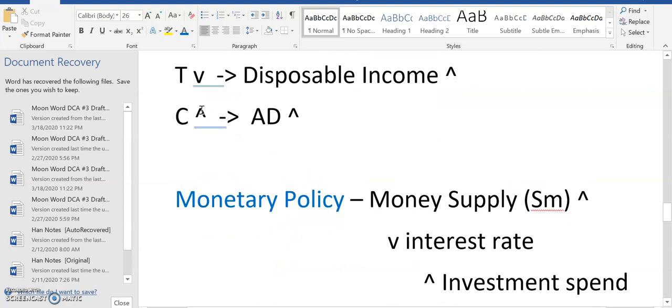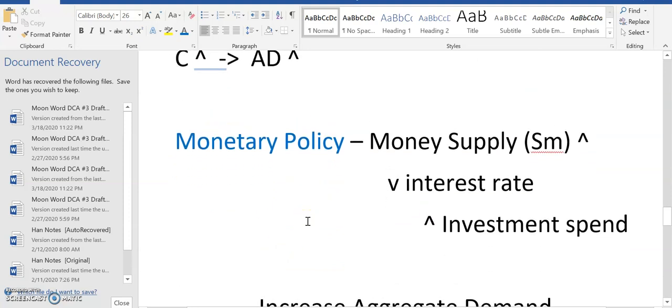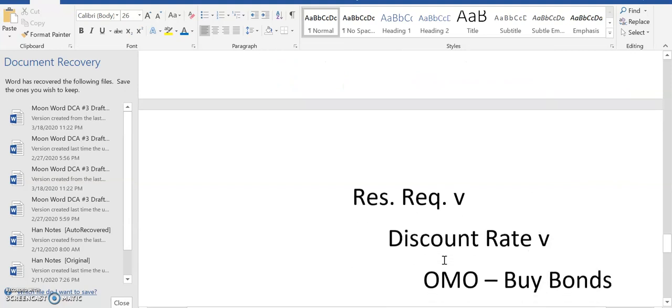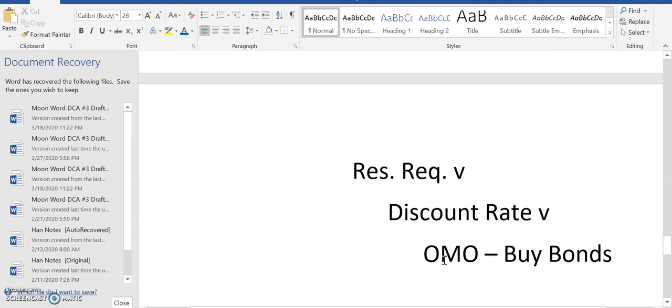All right, so what if we had monetary policy? In monetary policy, what we want to happen is we want the money supply to go up. So we would decrease interest rates, which would increase investments and spending, which would increase aggregate demand, like so. But how do we get to that? We would lower the reserve requirement for banks. So we would allow banks to spend more, or allow more money to be loaned out to businesses and people so they could spend it more. We would lower the discount rate. And you have open market operations right here, which is what OMO stands for, and we would buy up bonds.